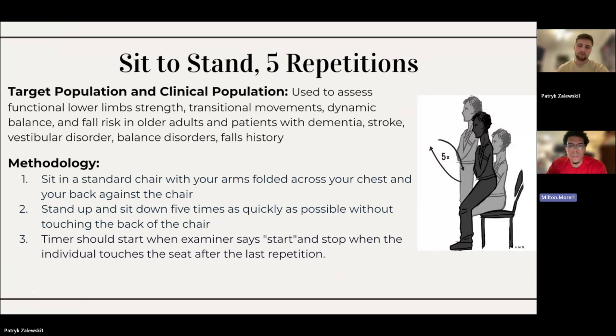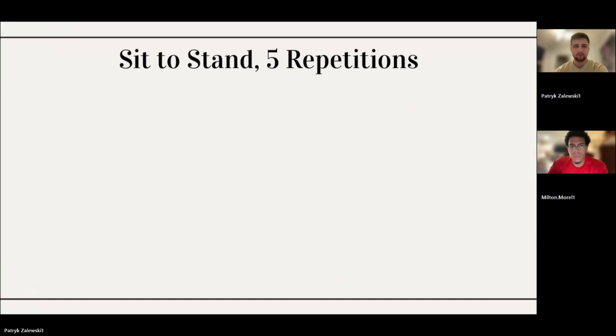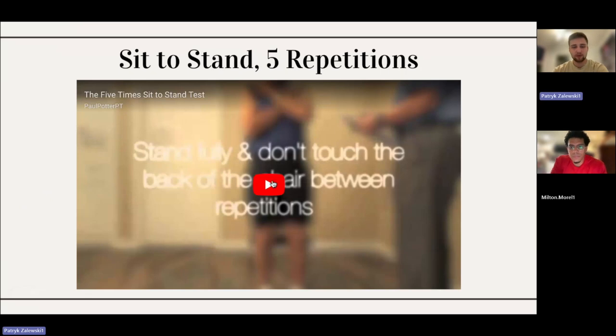So how is it done? The patient is going to sit in a standard chair with their arms folded across their chest and their back against the chair. They're going to stand up and sit down 5 times as quickly as possible without touching the back of the chair. So they shouldn't really try to just plop onto the chair, it should always be controlled. And the timer should start when the examiner says start and should stop when the individual touches the seat after their last rep. And here is a video demonstration of it.